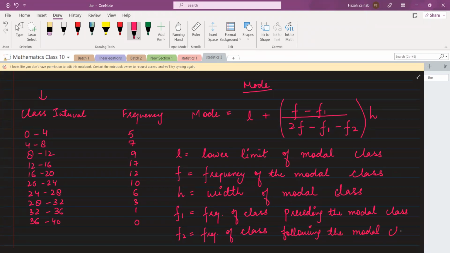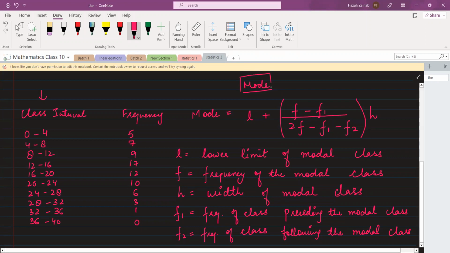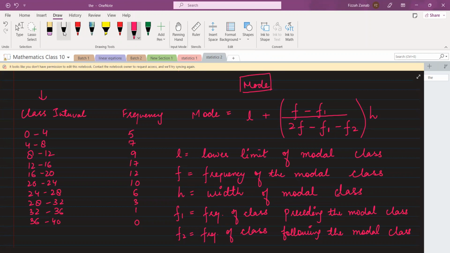Yes, hello Rida, can you hear me? Yes, ma'am. Okay, so Rida, I've just started what is mode of continuous distribution. So this is the formula I have written. Please write it down and then I'll explain one by one everything. Okay.